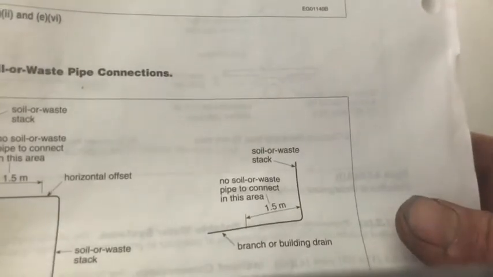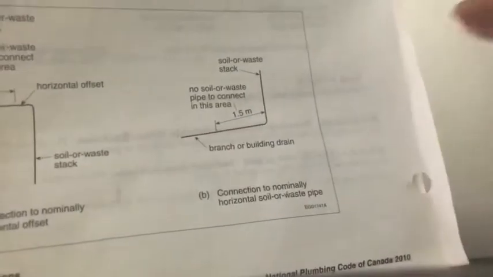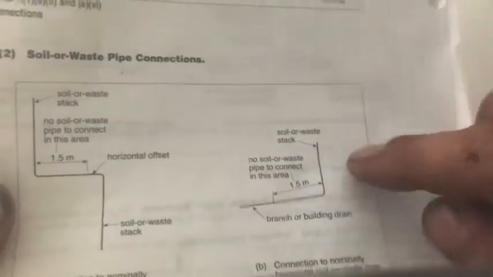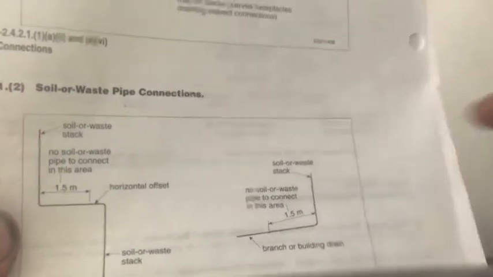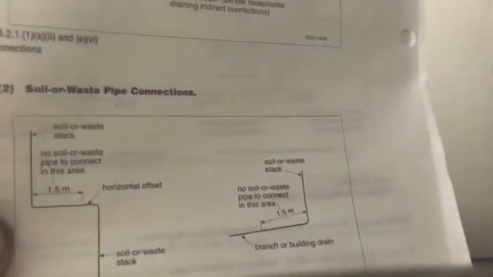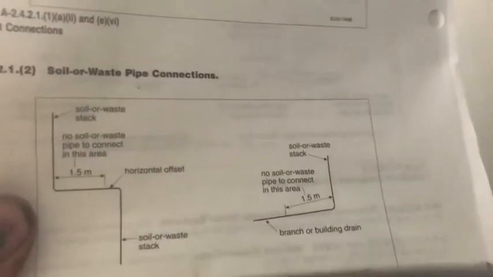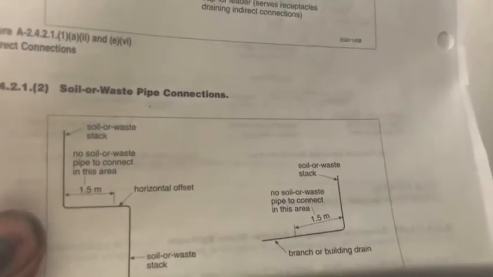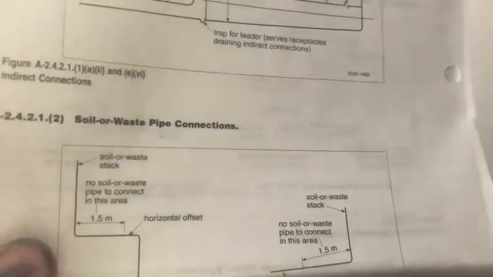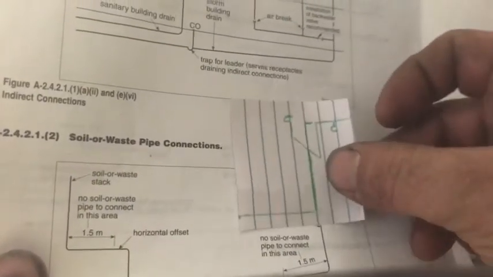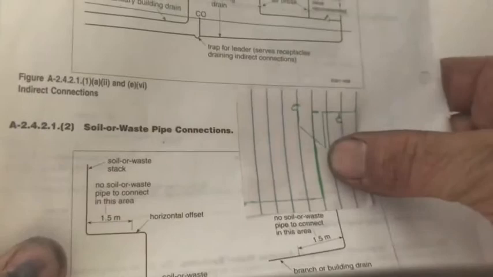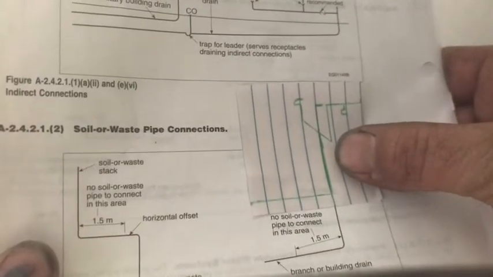This one's a little bit trickier, so let's just look at the example first of all. They're saying 1.5 meters, which is 5 feet, obviously. So let's say that's 5 feet if we're connecting a bathroom group upstairs.